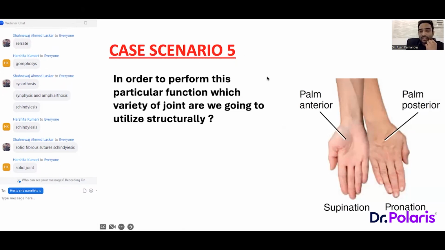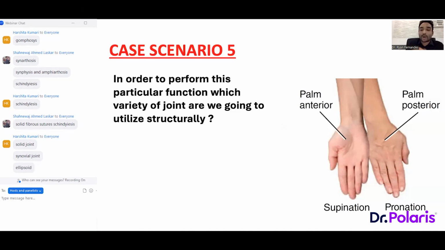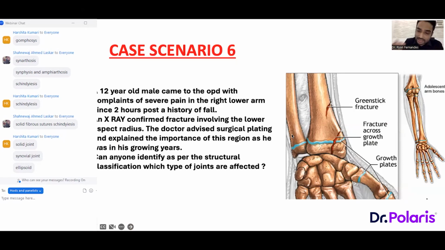Okay, so for this one, I will give the answer. The answer here is a synovial joint. Remember, we spoke about wrist joint being a synovial joint. Yes, very good. Harshita has told the answer before I told, she answered. It's a synovial joint and it's an ellipsoid joint. So Harshita is answering faster than me. So yes, Harshita, both the answers are right. It's a synovial joint and it's an ellipsoid joint. We'll move on to the next one because it's similar to the question that I previously asked.